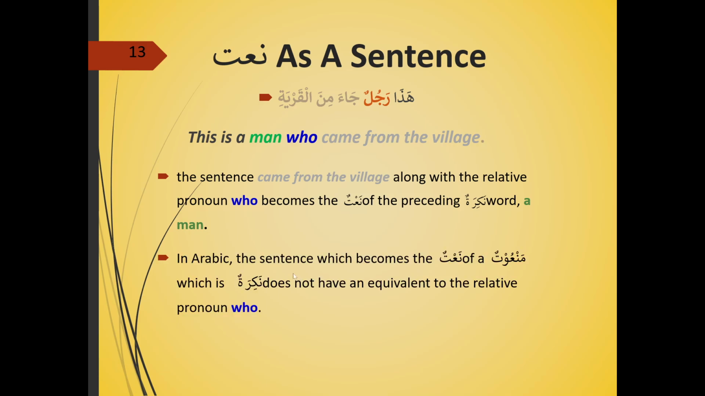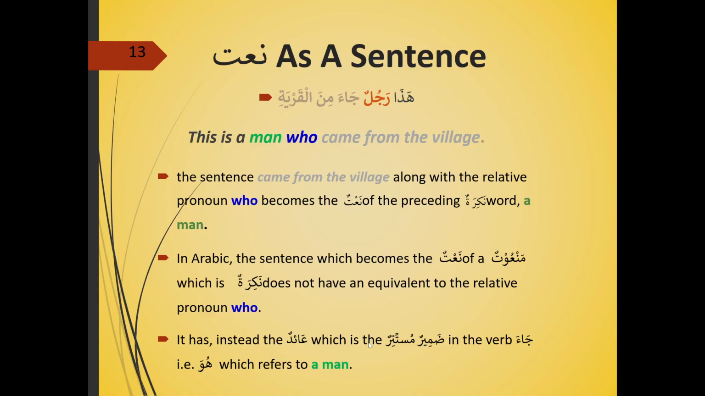In Arabic, we don't have an equivalent to the relative pronoun who. You don't see al-lazi somewhere here. So there must be something to take the place of this, and this is what we call the a'id. In this particular example, it's your damirun mustatirun. Sorry, that's not tanwin, that's a single fatha, in the verb ja'a, which we know is huwa, and this huwa refers to a man. So this is your a'id.